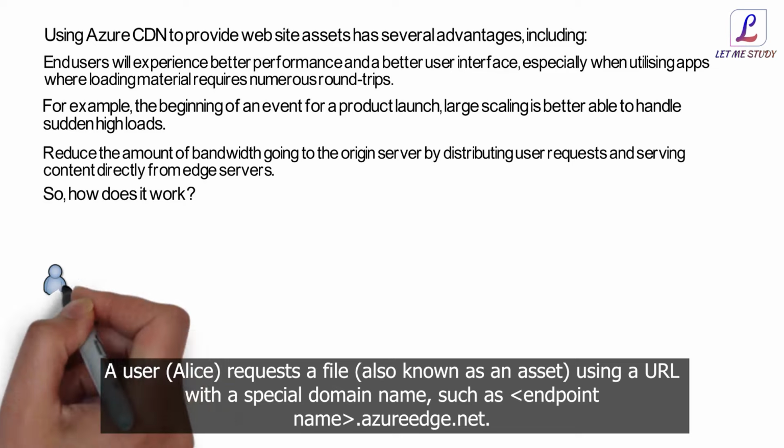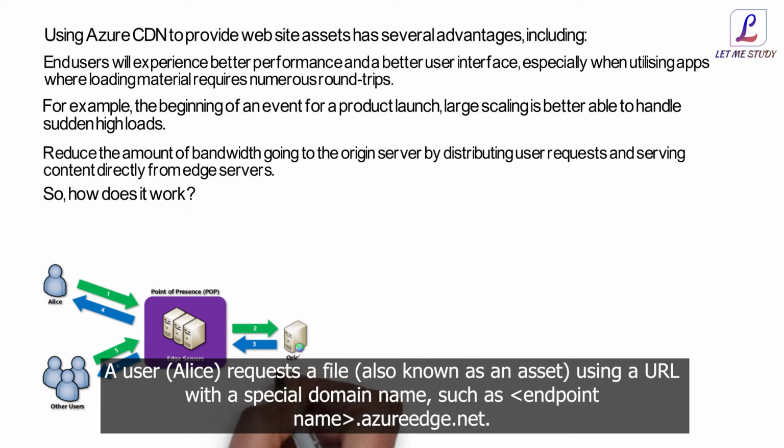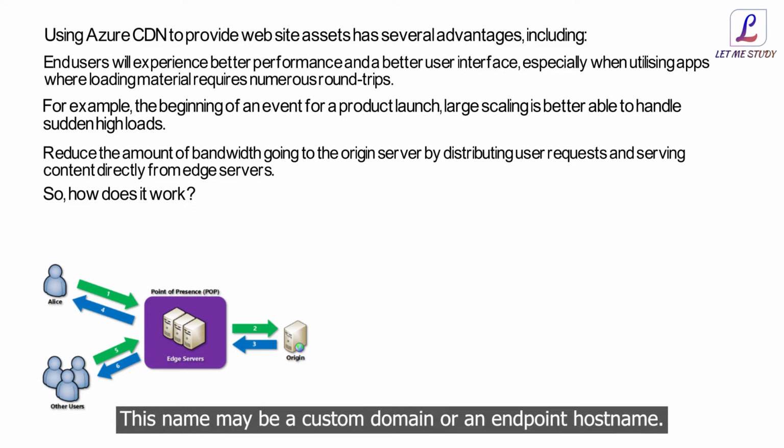A user, Alias, requests a file, also known as an asset, using a URL with a special domain name such as endpoint name.azureedge.net. This may be a custom domain or an endpoint hostname.